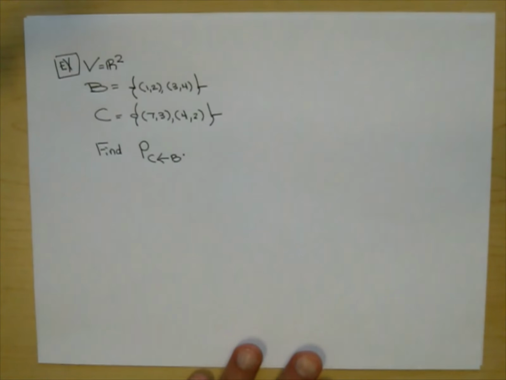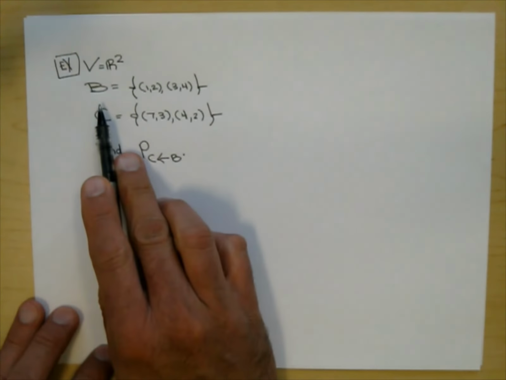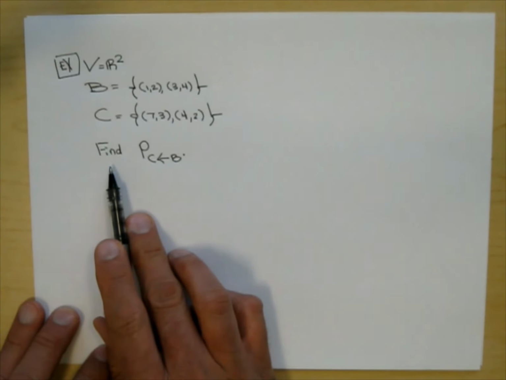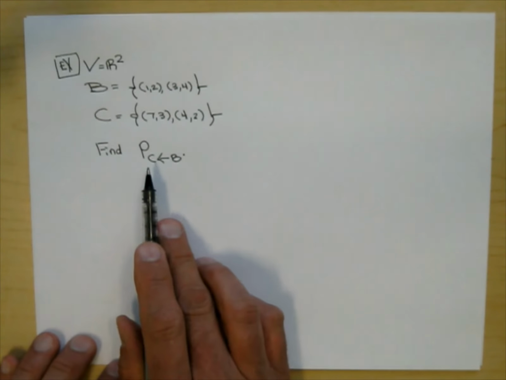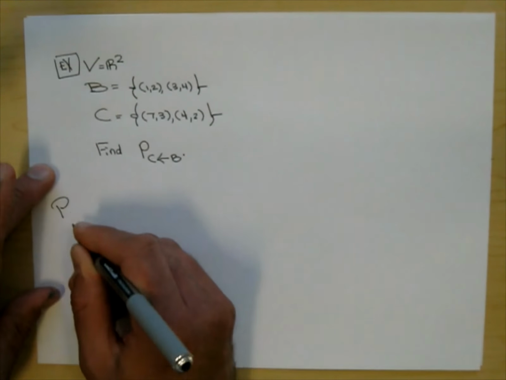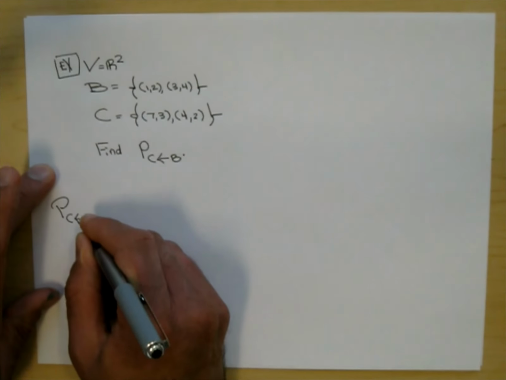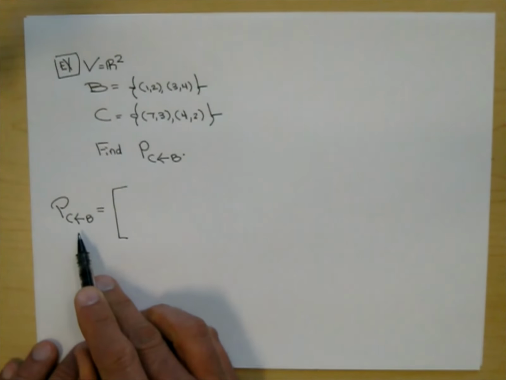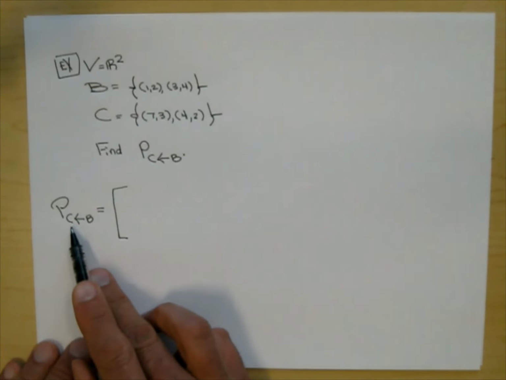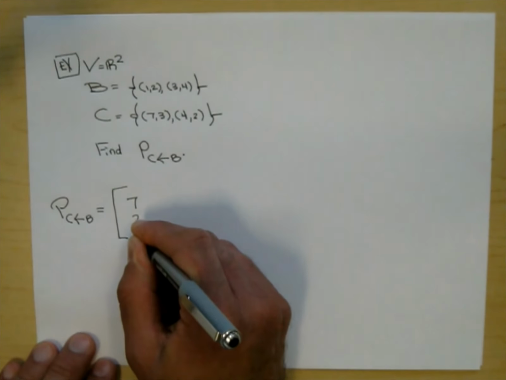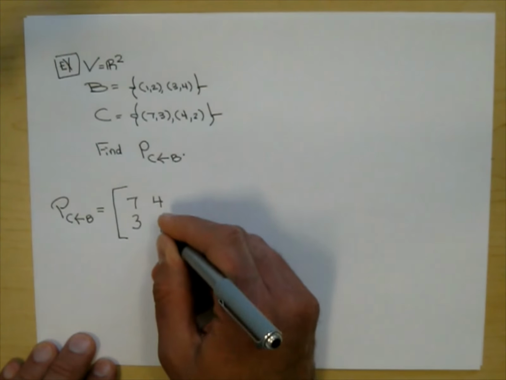Okay, so here's an example where you are looking at R2 and you have an ordered basis B and an ordered basis C. Find this change of basis matrix. Now the quick way of doing this problem is to load up the columns of a matrix with the vectors from C without switching their order. So this is 7, 3, 4, 2.